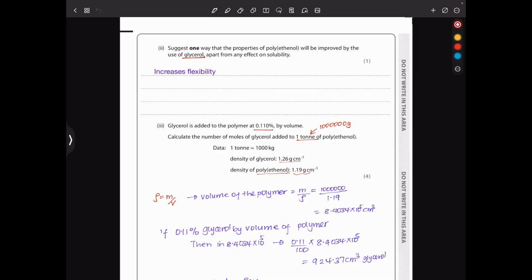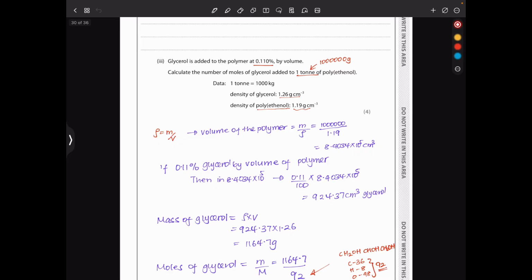Suggest one way that the properties of polyethanol will be improved by the use of glycerol, apart from any effect on solubility. It could increase flexibility. Then they say glycerol is added to the polymer at 0.110% by volume. Calculate the number of moles of glycerol added to 1 ton of polyethanol. They've given us the data of densities of each.